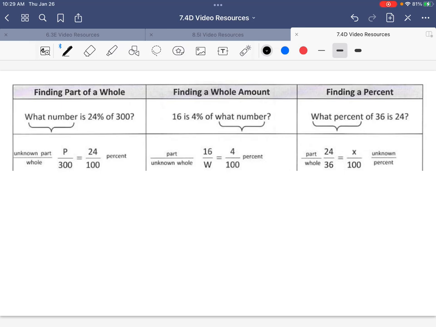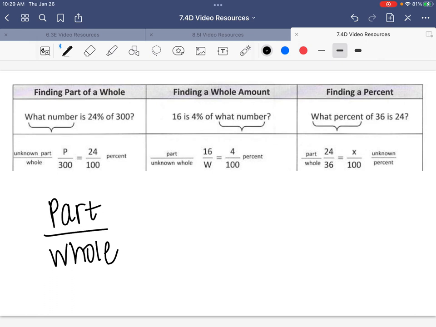Hey guys, today we are talking about finding parts, wholes of percents. So there's a couple different ways that you might be asked to do this. You could be asked to find a part, you could be asked to find a whole, or you could be asked to find a percent. And the way that we can set up our ratio tables is generally always putting the part out of the whole.